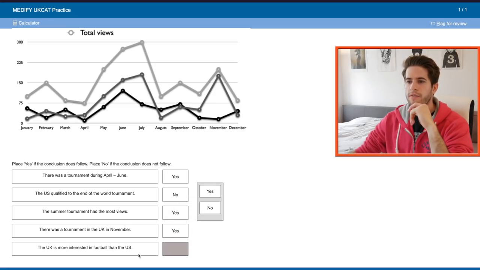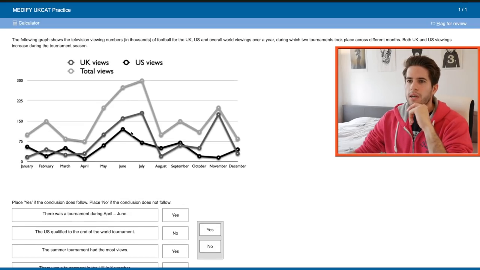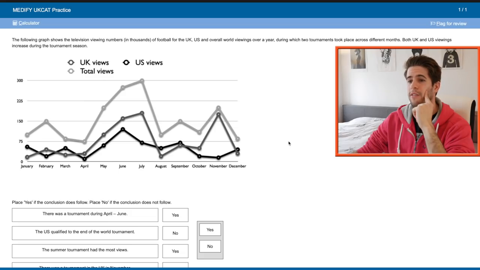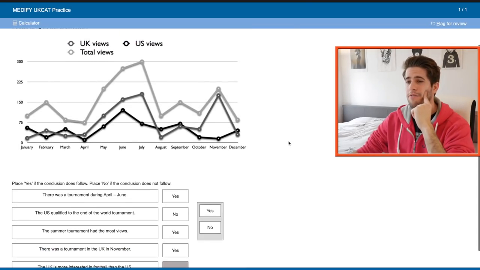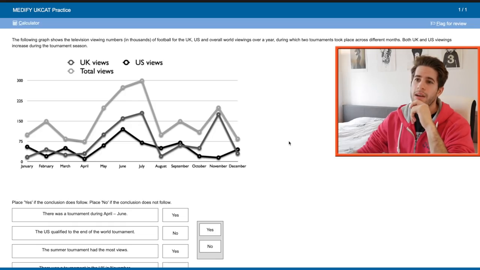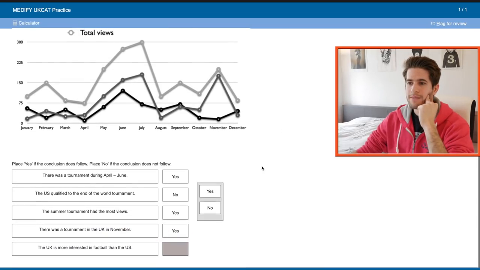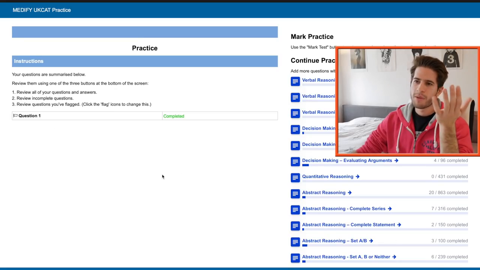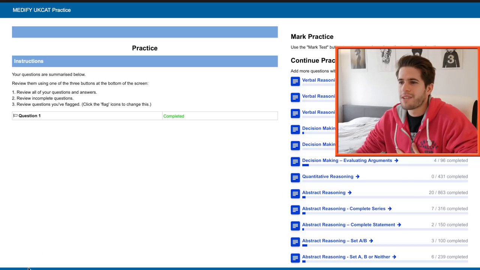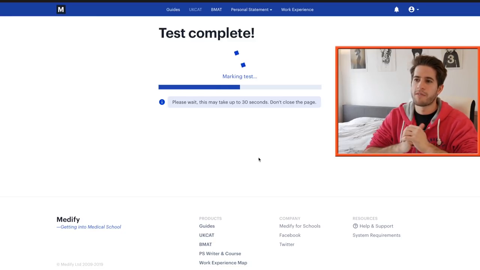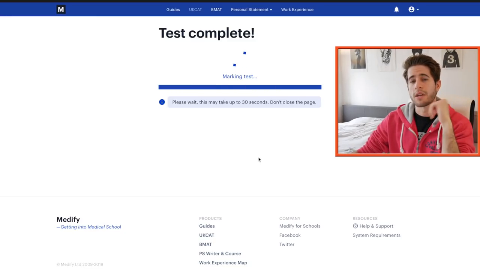The UK is more interested in football than the US. UK and US. So UK is generally above the US most of the time. Can we conclude that therefore the UK is more interested in football than the US? Yes, they have more views, but does that mean that they're more interested? I don't know. I think this could be a yes or a no. I'm gonna go with no, because there could be more viewings for other reasons. It does follow logical sense in my head that would be the case, but because I'm only using information from the passage, I'm gonna go with no. But I acknowledge that it could be yes.